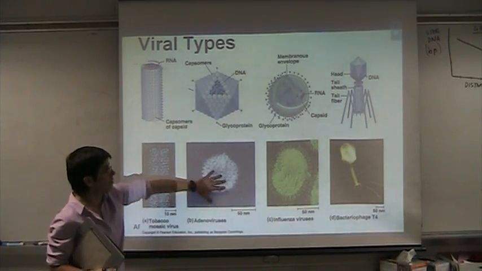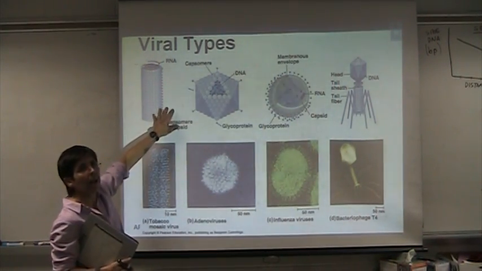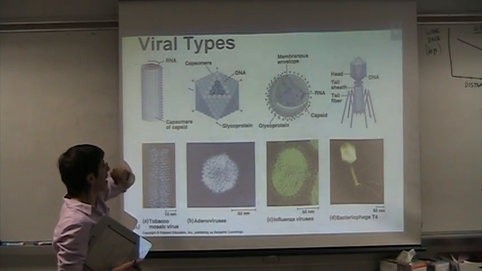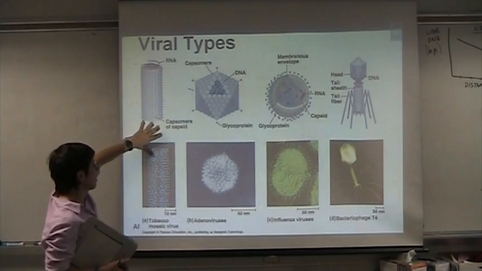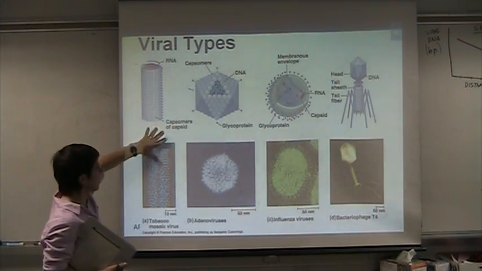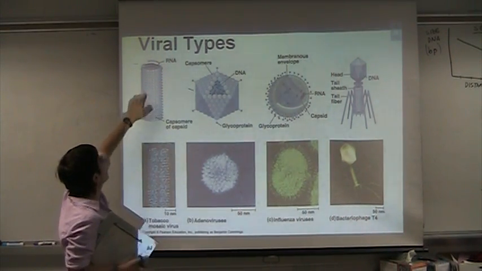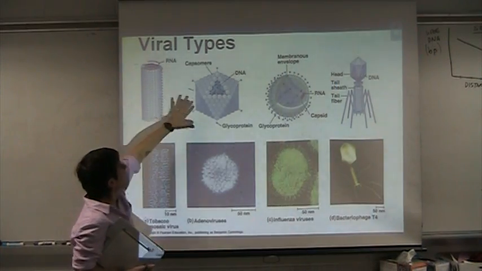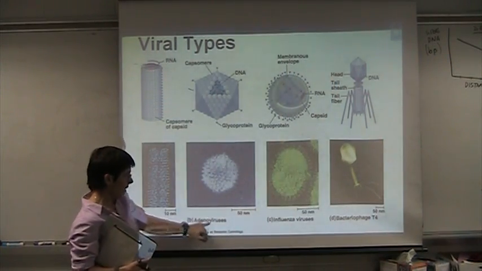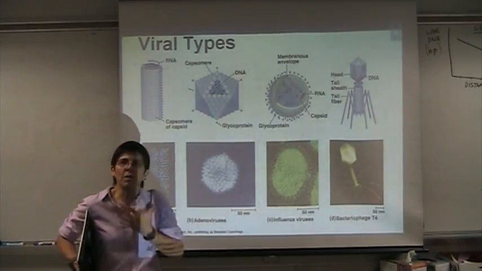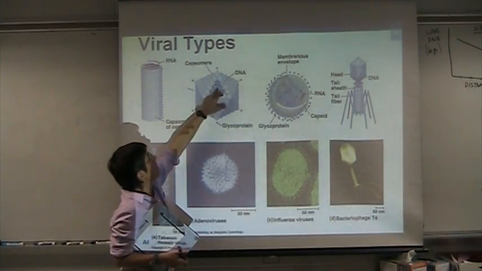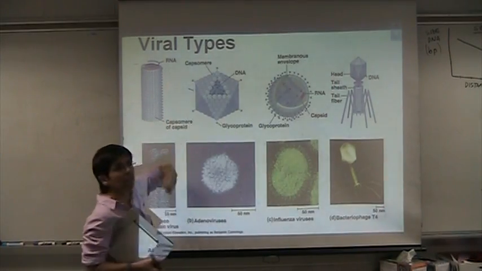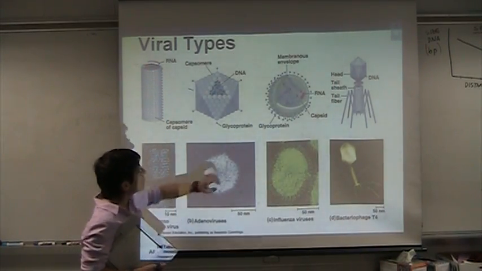Here you have electron micrographs, and here you have an idealized picture showing the structure. So notice this is a tobacco mosaic virus, one of the very first ones that was studied, infects tobacco plants, of course. And this one has RNA. Then we have an adenovirus. Adenoviruses are usually the ones that cause upper respiratory infections. Notice that it has DNA and is surrounded by the proteins.